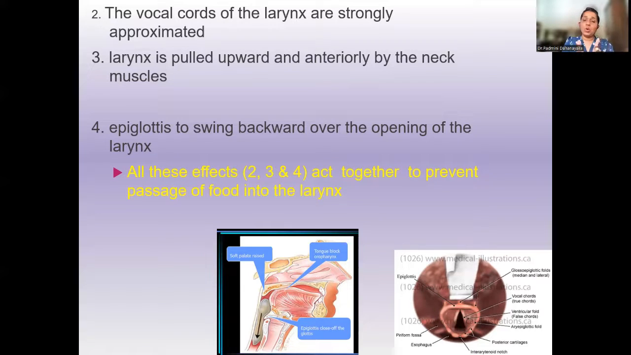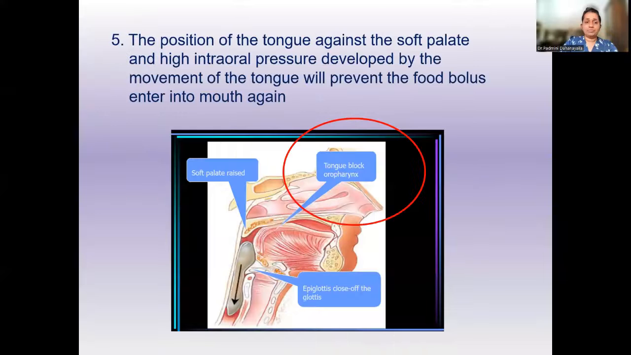So the first one is the vocal cords of the larynx approximated closely. The second is the larynx pulled upward and anteriorly by the neck muscles. The third is the epiglottis swinging backward over the opening of the larynx. So all these movements will prevent the passage of food into the larynx. Now we have closed two pathways, right? What are these two pathways? The laryngeal opening and the posterior nares. Now we are safe, but we still have one more pathway to be closed.